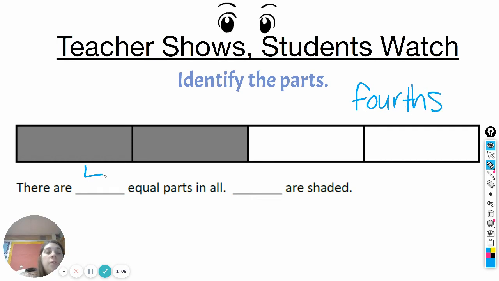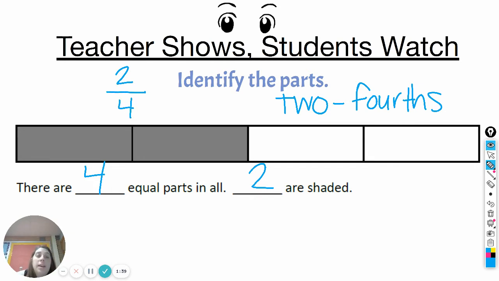So there are 4 equal parts in all. And then it says blank are shaded. 1, 2. 2 of the pieces are shaded. So that could be written as 2 fourths. Right? 2 of the 4 pieces are shaded. Another way we might write that is 2 out of 4 pieces are shaded, and we would say that that is 2 fourths.